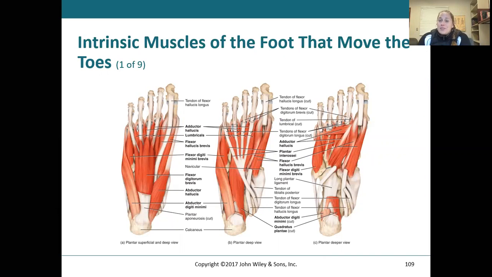Okay, muscles of the foot themselves. Once we get down into the foot, you can see here you have your adductor hallucis.